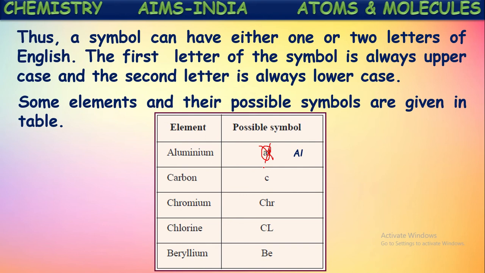Okay. See the next element, carbon. Its symbol is taken as C. It is given correctly. But if you observe, according to the rules proposed by Berzelius to write the symbols, if there is only one letter in the symbol, it should be written in capital letters. It should be in uppercase.